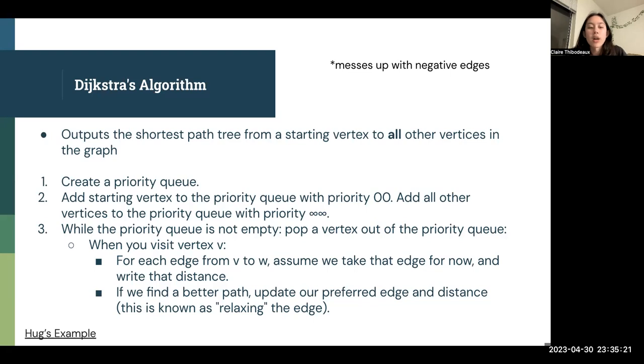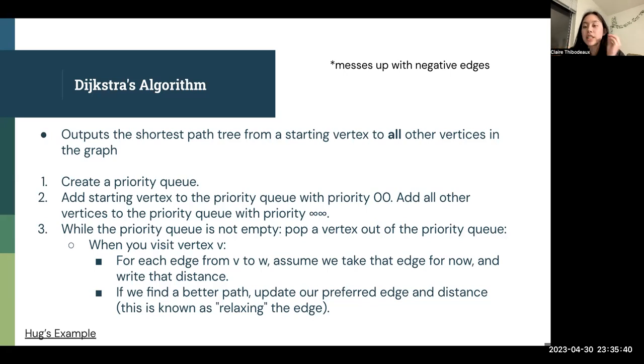And kind of how that process looks is first you would create some priority queue, and then you would add your starting vertex to that priority queue with priority 0. And then you'd add all the other vertices to that same priority queue with priority infinity. And then basically you're going to be adding and processing vertices that are in the queue.